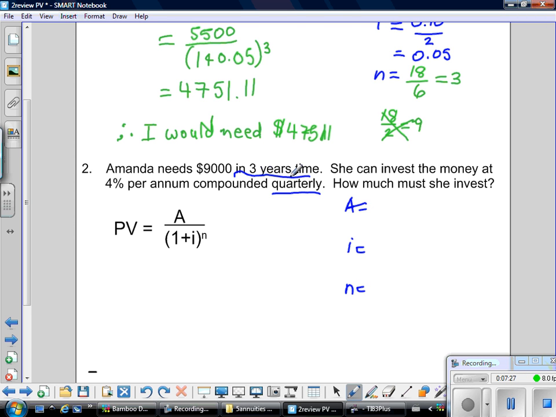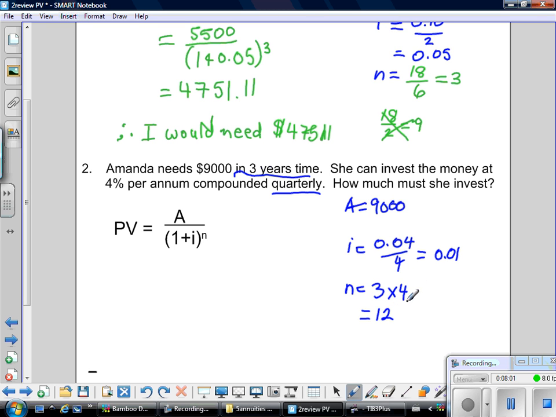Well, our amount this time is $9,000. Our interest rate is 4%, and it's compounded quarterly. So that means we need to divide it by 4. And again, a fairly easy numbers. I think we can calculate that in our head even. And N, how many times they're going to pay us interest? Well, I'm doing it 3 times for 3 years, and they're going to pay me 4 times every year. So my N here is 12.